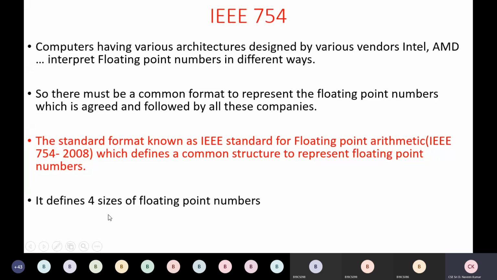As per this IEEE 754, there are 4 sizes of floating point numbers: 16-bit, 32-bit, 64-bit and 128-bit. We'll see the 32-bit format and the 64-bit format in our class. Especially, we'll take an example of the 32-bit and see how, given a decimal number, we can convert it into a 32-bit binary format floating point number.